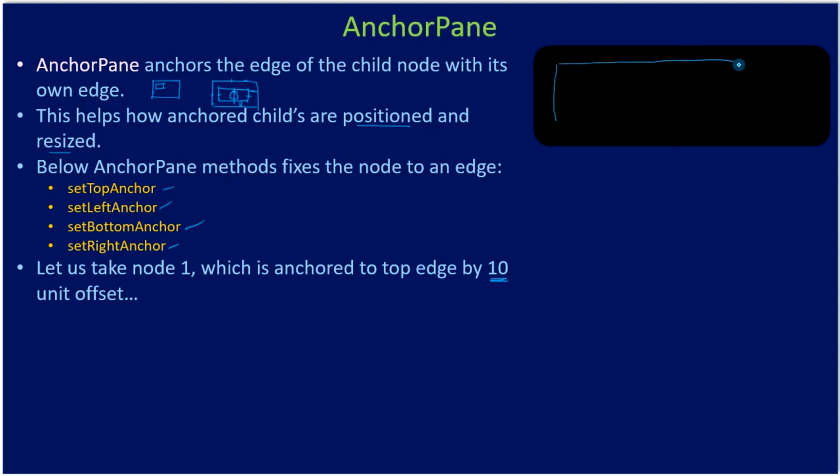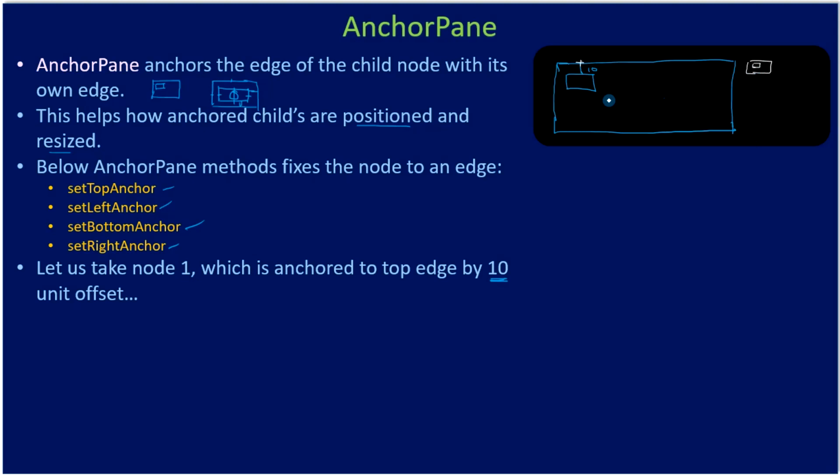So here is the container, or we can say this is the AnchorPane, and we have a child, and we are stating it is anchored to the top edge by distance 10, right? That means we are claiming this distance should always be 10. That means it is anchored on the top edge. So now let's say the control is anchored on the top edge.